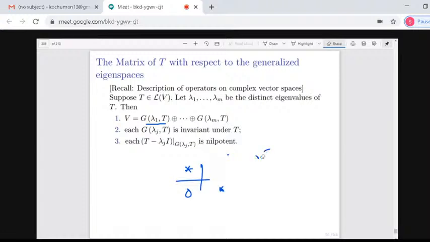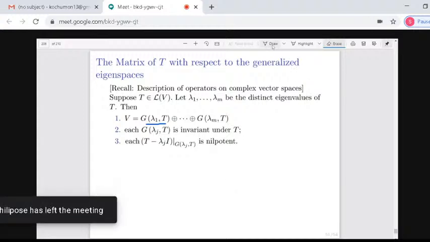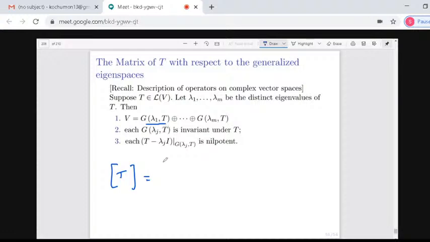Because of this, look at the matrix of T in this basis. You start with this basis. What is here? G lambda 1 T, the null space of T minus lambda 1 power something. There, on the diagonal, you have lambda 1, etc., and there is something here, and 0 elsewhere. This is the first block, lambda 1 on G lambda 1 T.